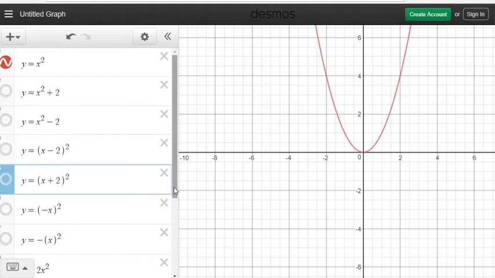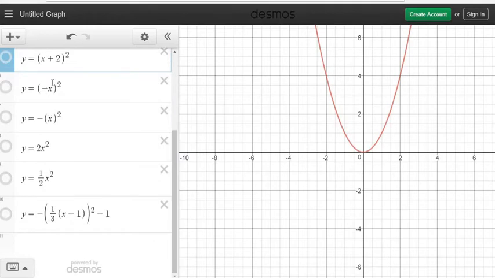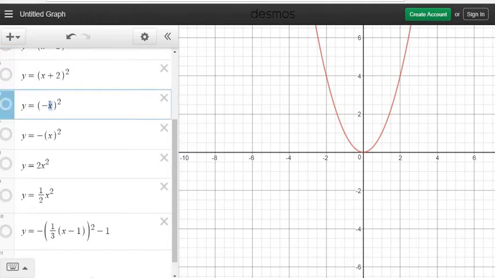Okay, these next two, minus x and then minus x again, look very similar, but these are both going to be reflections, and here's why. This says take all the x values and make them the opposite sign. So if they're positive, we're going to make them negative. If they're negative, we're going to make them positive.